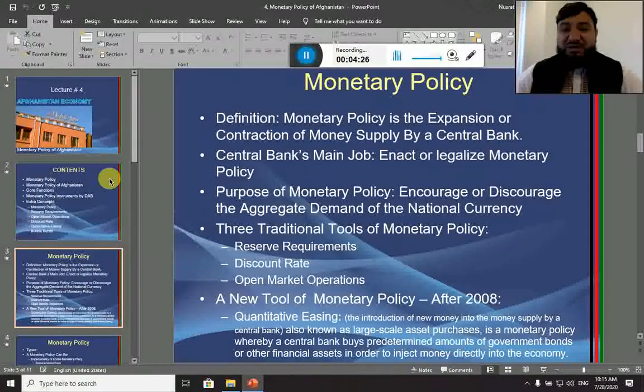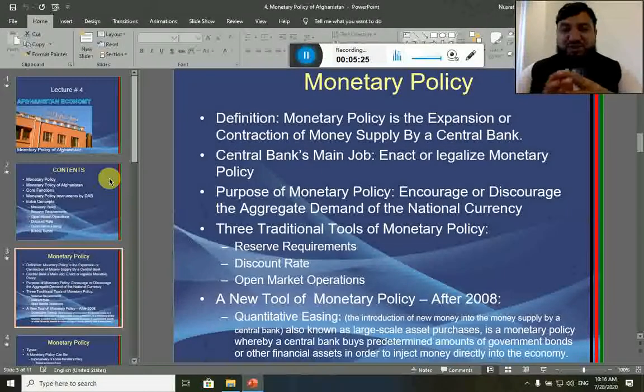Now let's talk about the expansion or contraction. Expansion of money supply means when the central bank injects national currency or money to the market for circulation. When they issue the money to the market, that's called expansion of money supply. Contraction of money supply is when the central bank, by doing different activities which we will discuss later on, collects back the money from the market, or when it stops issuing banknotes to the market. That is called contraction of money supply.